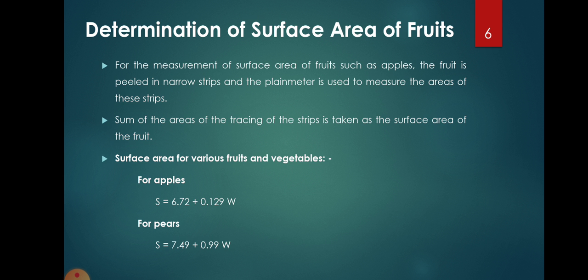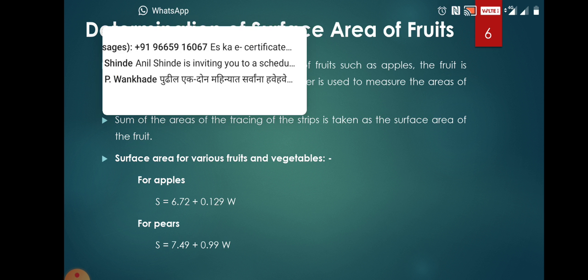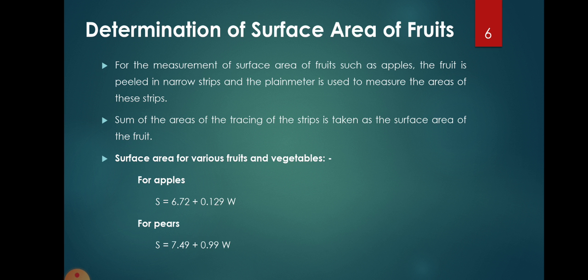Determination of surface area of fruits. For the measurement of surface area of a fruit such as apples, the fruit is peeled in narrow strips, that is, the fruit is cut into a number of slices, and then by using a planimeter we measure the area of each strip or each slice. Then by addition we find out the total area of that fruit. The sum of the areas of the tracing of the strips is taken as the surface area of the fruit.